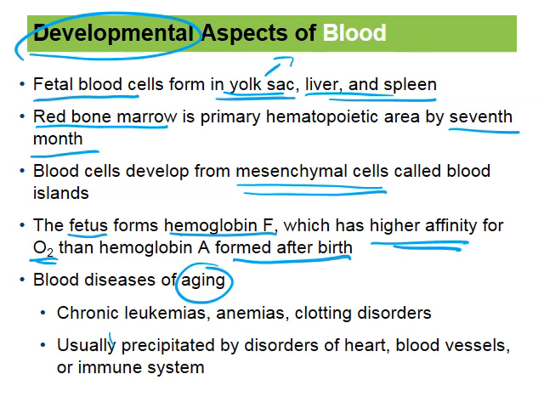And then, of course, as you get older, there are some blood diseases that become kind of common. So chronic leukemias, where you have abnormal white blood cell production, anemias, where you're not making enough red blood cells, and then some clotting disorders. Some of those clotting factors aren't working as well. Your liver's not making as many clotting factors.